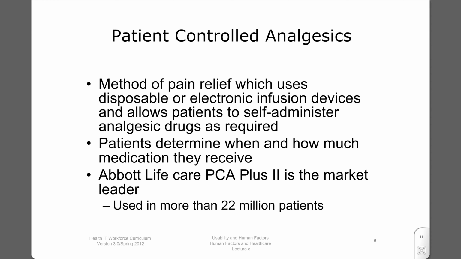In the first series of lectures, we referred to some research on patient-controlled analgesics by Lin and colleagues. A patient-controlled analgesic, or PCA device, is a method of pain relief which uses disposable or electronic infusion devices and allows patients to self-administer analgesic drugs as required. In other words, patients can determine when and how much medication they receive. The device is programmed by a nurse or technician, and this limits the maximum level of drug administration to keep the dose within safe levels.